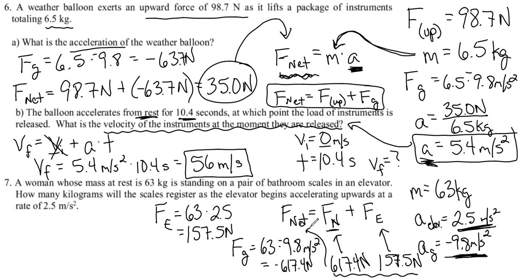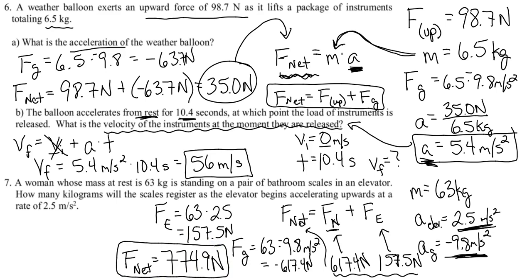If we add those two together, that will give us the net force. So the net force on the woman is the normal force plus the force of the elevator. The net force is equal to 617.4 plus 157.5, which gives us 774.9 newtons.